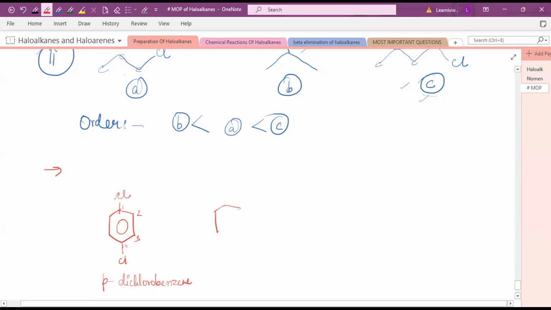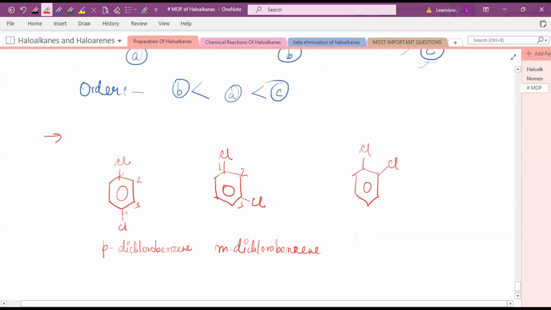If I draw the meta and ortho ones, let's draw them. According to this, this will be your meta position, right? So this is your meta, 1, 2, 3, meta dichlorobenzene. If I draw the ortho dichlorobenzene, so if it is chlorine, accordingly, it's the ortho position, right? So it's ortho dichlorobenzene.